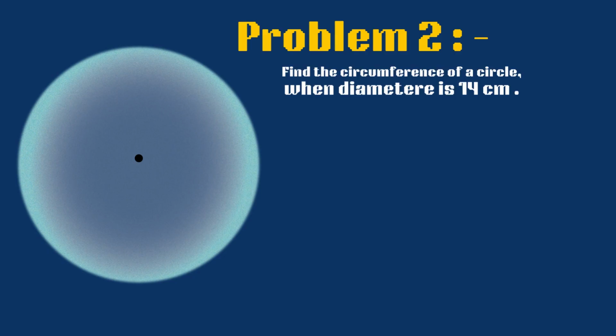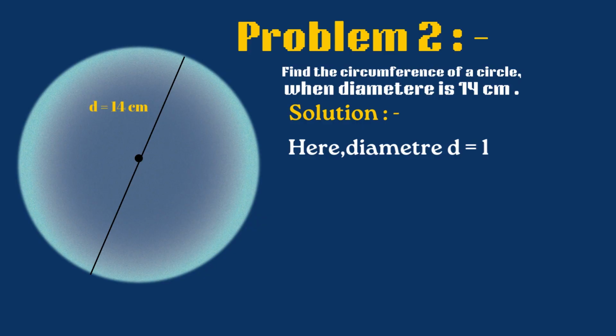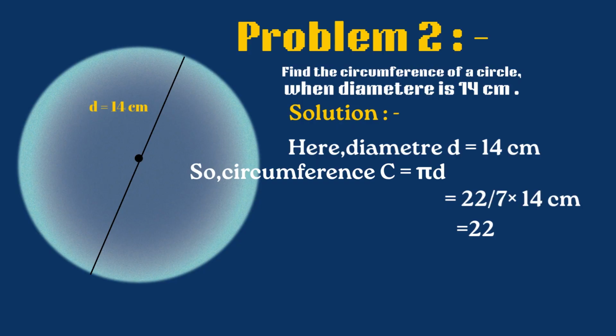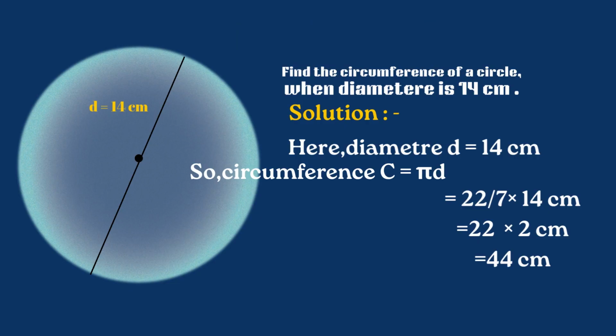Second problem. Let us try another example with diameter. Find the circumference of a circle with diameter 14 centimeters. Given diameter d equals 14 centimeters, and we use the formula c equals pi d. Substituting, c equals 22 by 7 into 14. Then simplifying, we get c equals 22 into 2, that equals 44 centimeters. Both methods give the same answer. You can use whichever formula is more convenient.